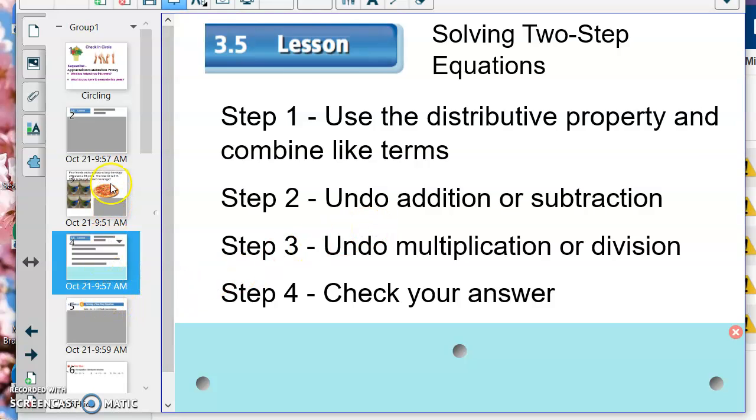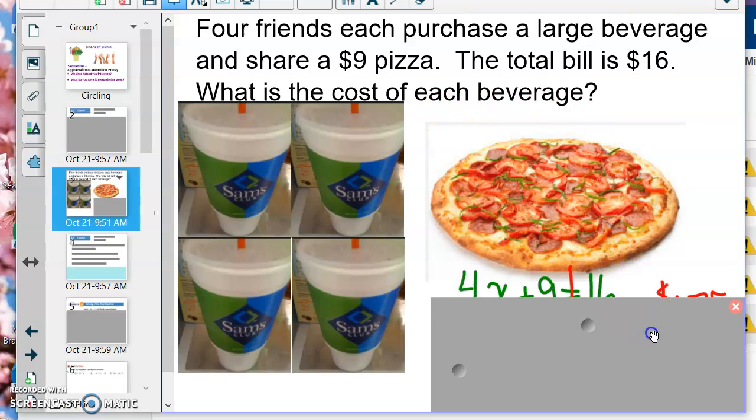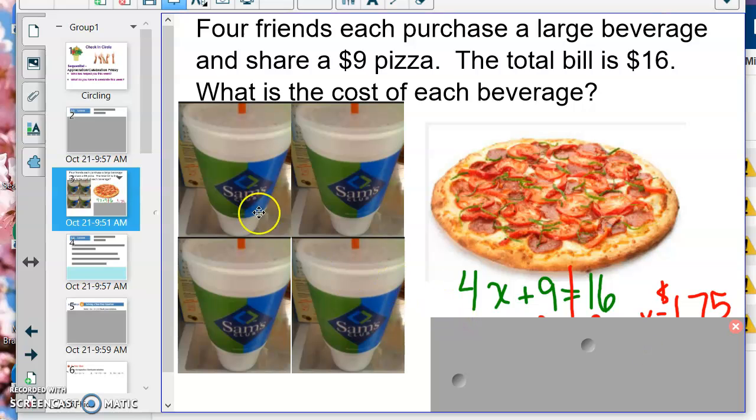So let's say 4 friends each purchase a large beverage and share a $9 pizza. The total bill is $16. What is the cost of each beverage? Well, what I did is set up a little equation for myself. I'm buying 4 sodas, so 4, and I used x to stand for the cost of each beverage, plus $9 for the pizza, and that equals the total bill of $16.